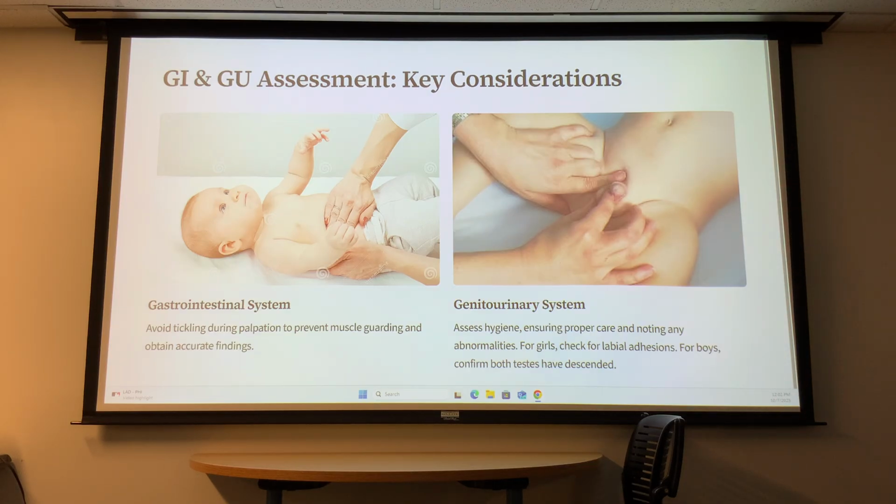Hygiene. Okay, their hygiene. Are they cleaning well? Abnormalities. Any abnormalities like? Redness. Discharge, irritation. Lesions.